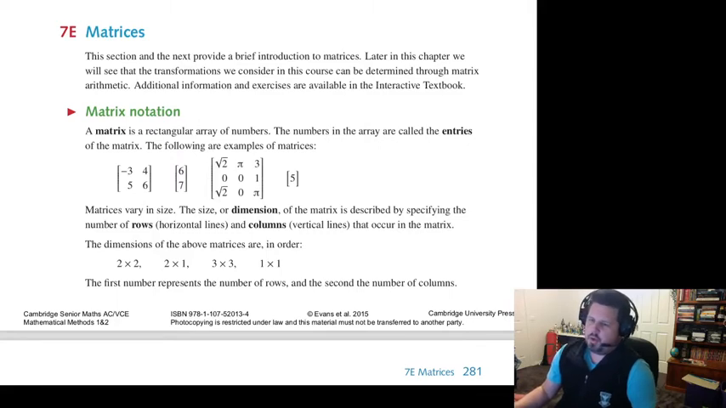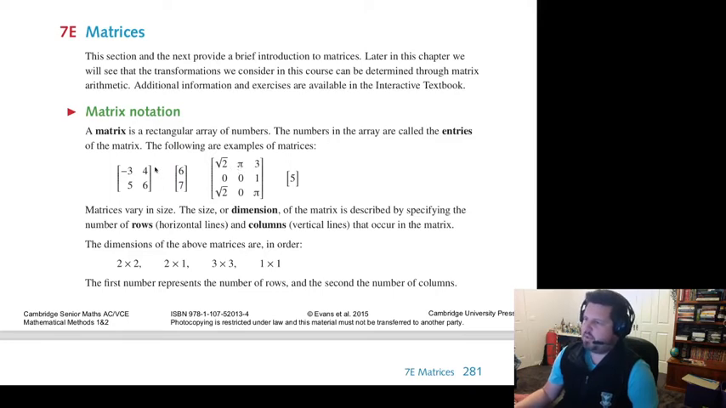What you need to know is ultimately what matrices look like. And it says here a matrix is a rectangular array of numbers, and the numbers in the array are called entries of the matrix. So they've listed some examples here. You can see there's these big square brackets put around the outside of the matrices, and inside the matrices you can put some numbers. Now, what you do need to know is that there can be matrices of different size or dimension.